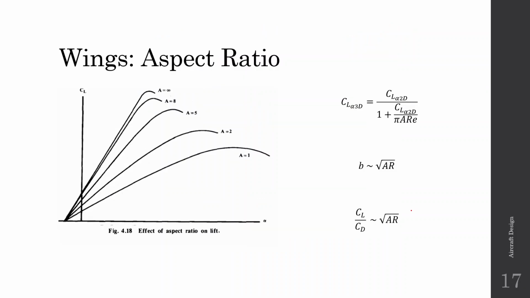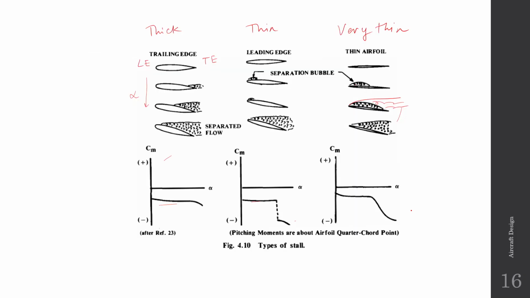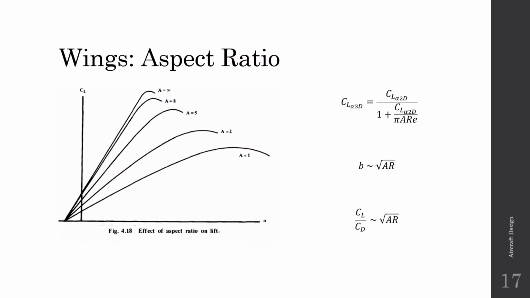Now moving forward, I will discuss the effect of aspect ratio. Up till now we were discussing aerofoils. Aerofoils, as you know, are like, you can say, infinite wings, or you can say 2D wings. But now we are going to discuss wings, so they will be 3D and finite.